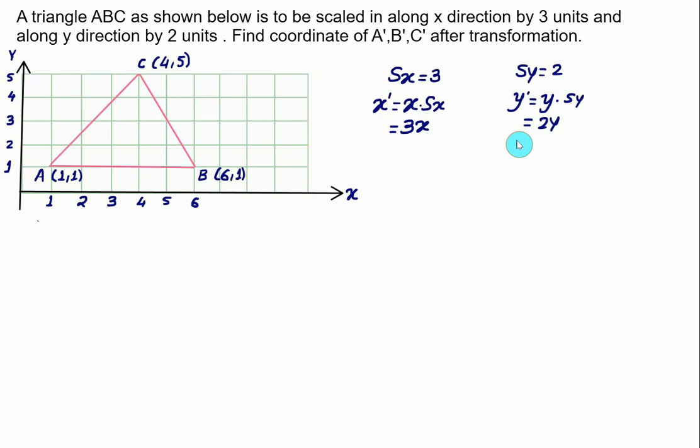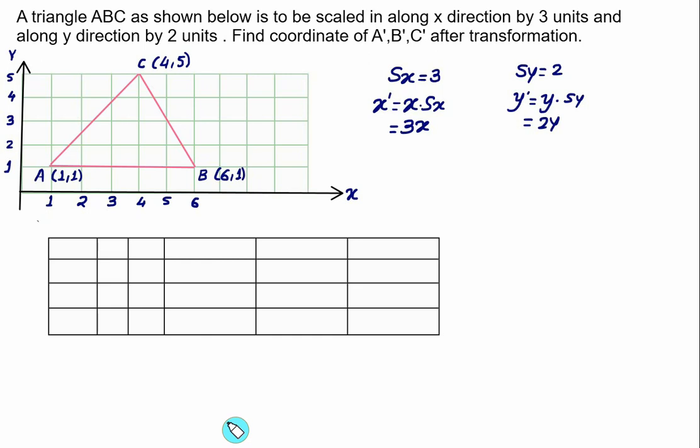So using the table method we can calculate the A prime, B prime and C prime. Actually the table method is a very quick method. In the first column we have the point, the x coordinate of the point, the y coordinate of the point. After transformation we'll get a different point, whose x coordinate x prime is 3 times x, and y prime is 2y. So let's start with A.